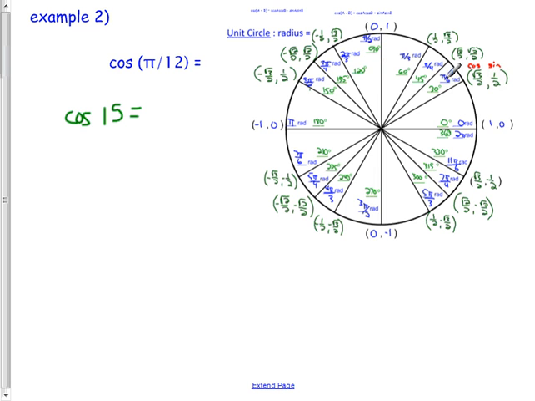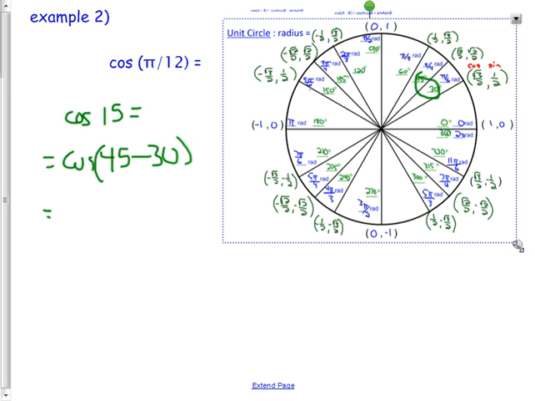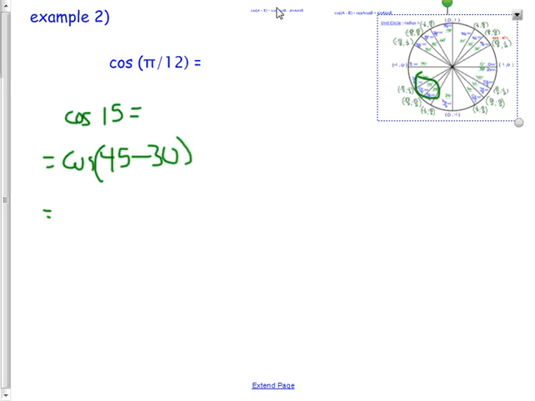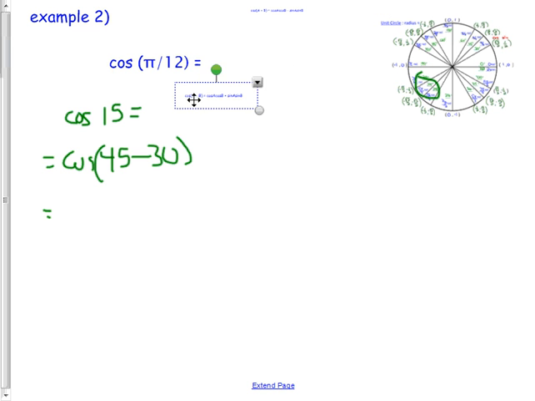So what here adds up to or subtracts to 15 degrees? Well, we could look at the 45 and the 30. So that would equal the cosine of 45 minus 30. Okay? So then the equation we want to use there is this equation.